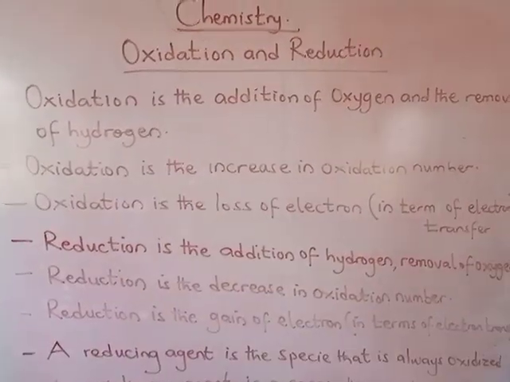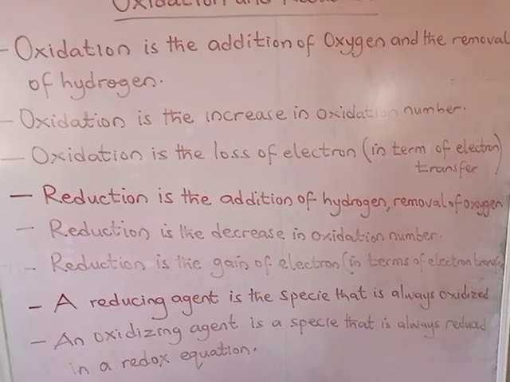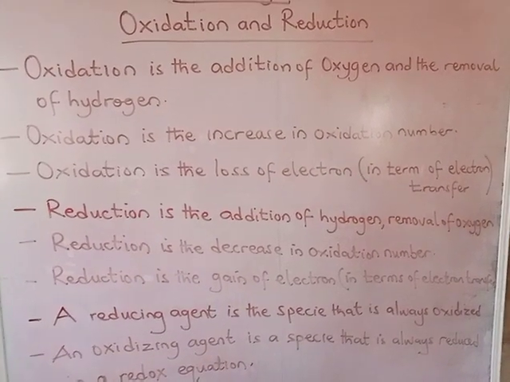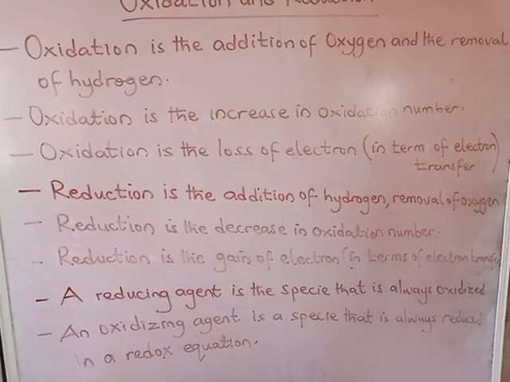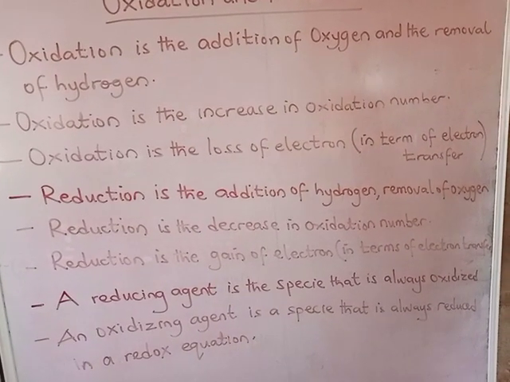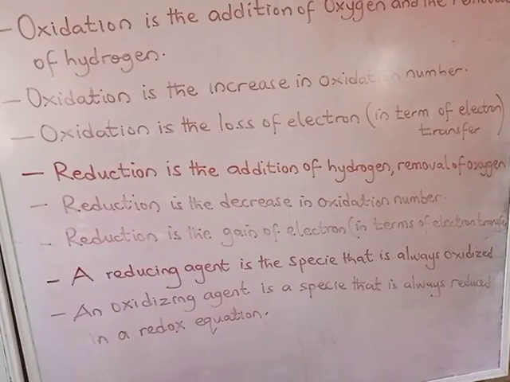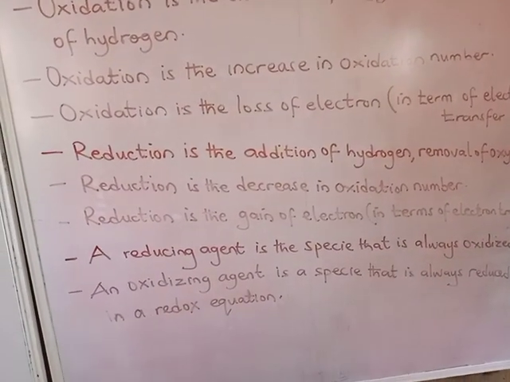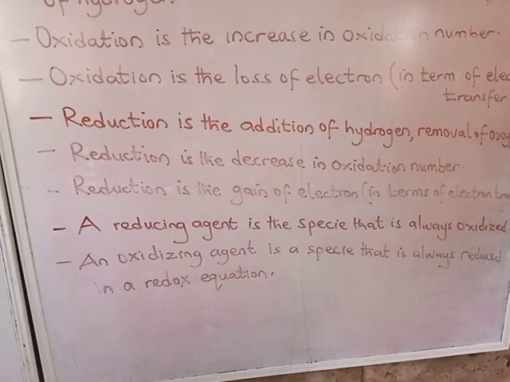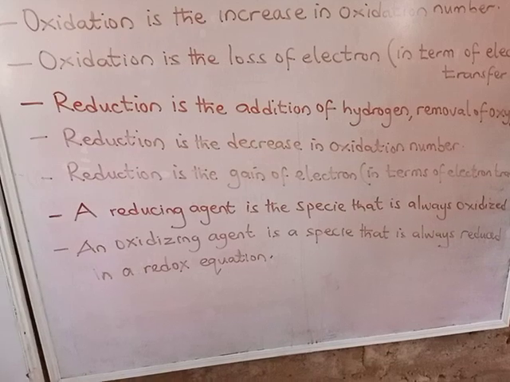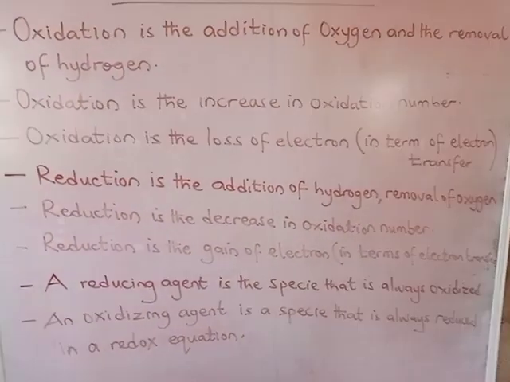We have the definition of oxidation in three ways. We define oxidation, number one, in terms of addition and removal of hydrogen and oxygen. Oxidation is the addition of oxygen and the removal of hydrogen. In terms of oxidation number, oxidation is the increase in oxidation number. And in terms of electron transfer, oxidation is the loss of electron.